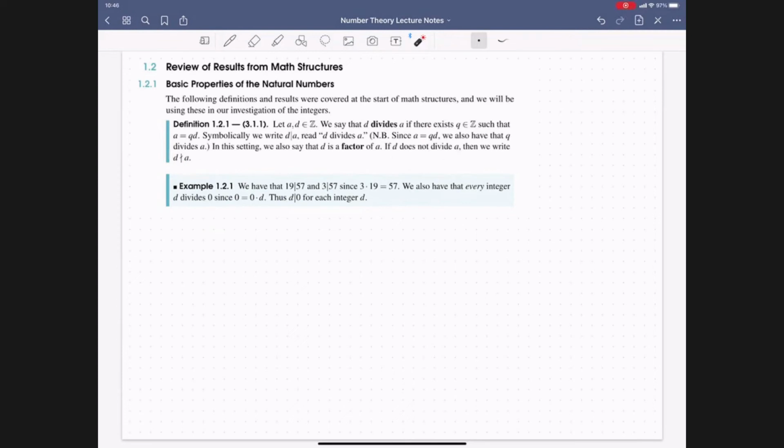As an example, we can look at 19. It divides 57, and so does 3, as both of them are factors, because we can write 3 times 19 is equal to 57. And in the case of 0, every integer d divides 0, since we can always write 0 is equal to 0 times any integer. So this definition says that every integer divides 0.